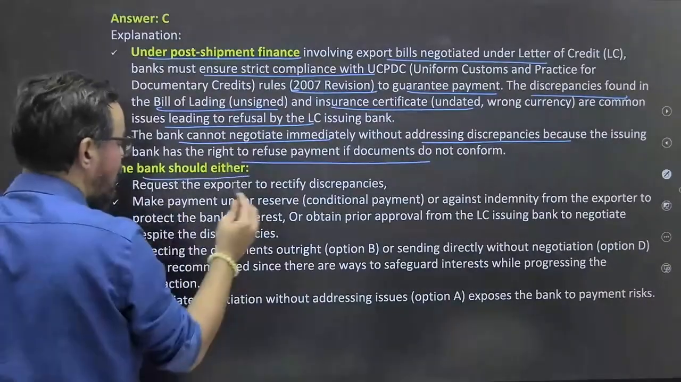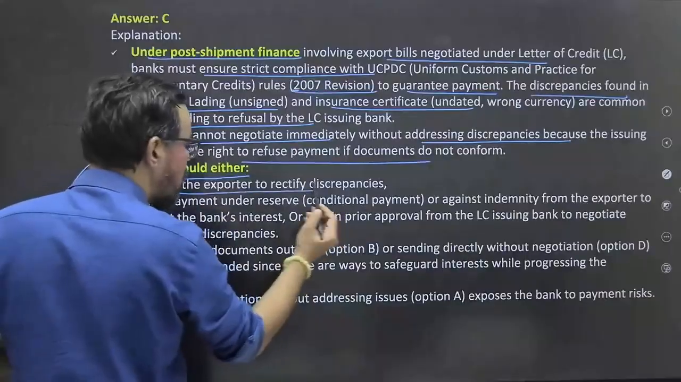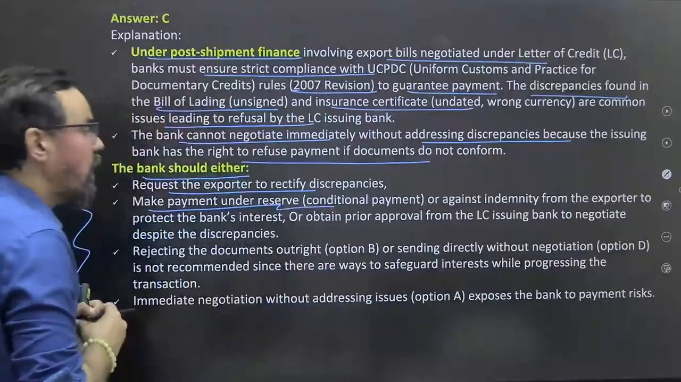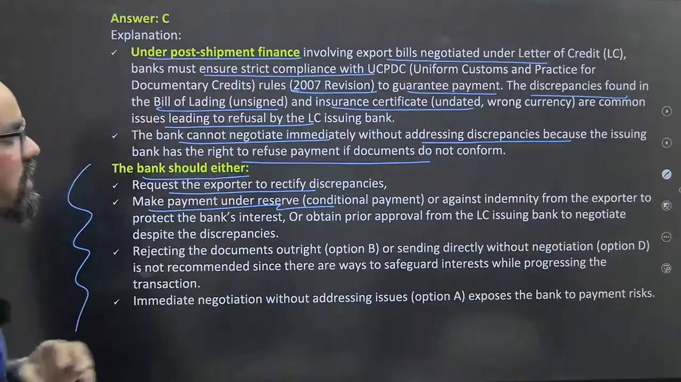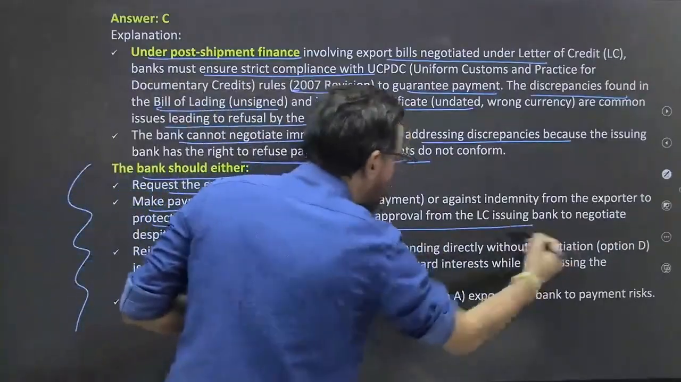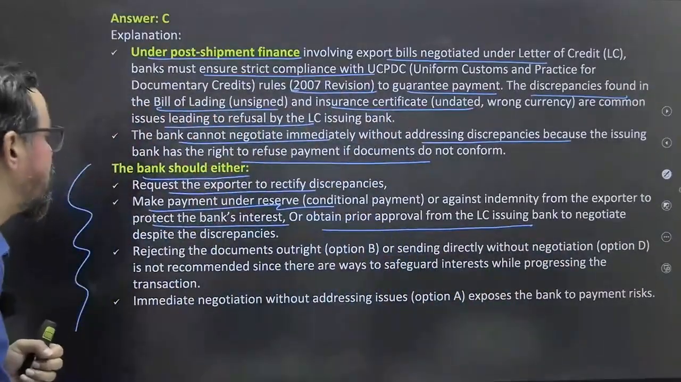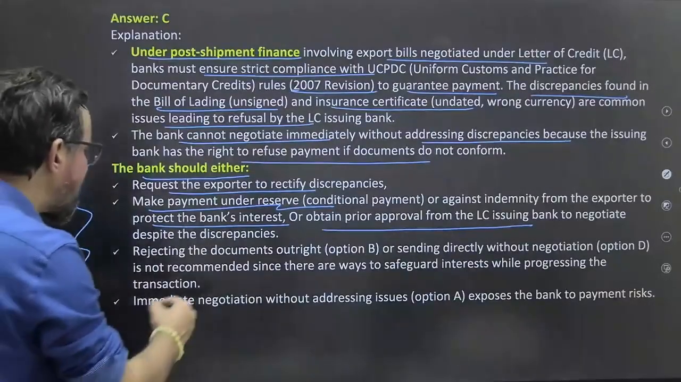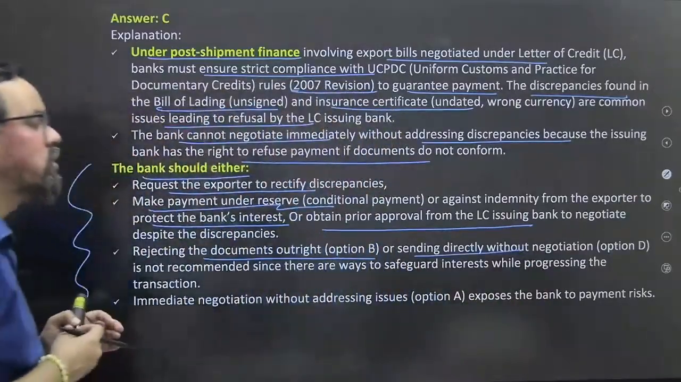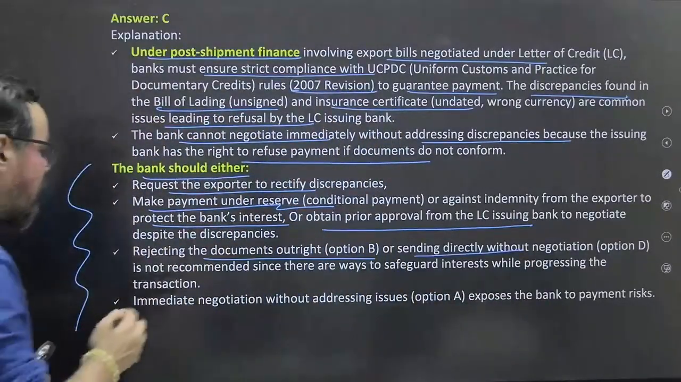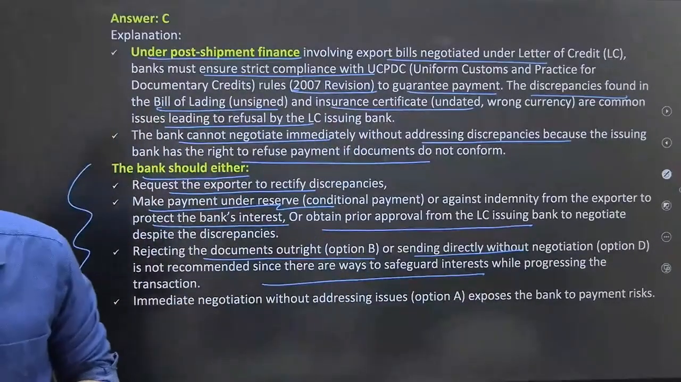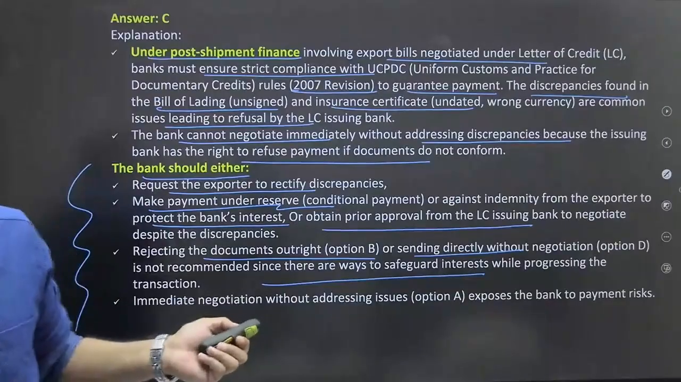So what can the bank do in this case? Request the exporter to rectify the discrepancies. Make payments under reserve, conditional payments, or against indemnity from the exporters to protect the bank's interest, or obtain prior approval from the LC issuing bank to negotiate despite the discrepancies. Rejecting the documents outright, option B, or sending directly without negotiation, option D, is not recommended, since there are always safeguards for the bank's interests while progressing the transaction itself. So that is the basic argument for this one.